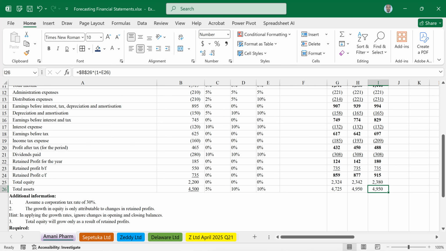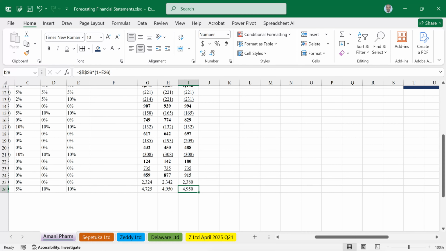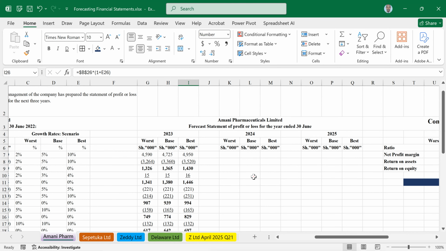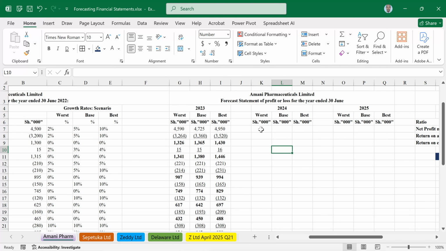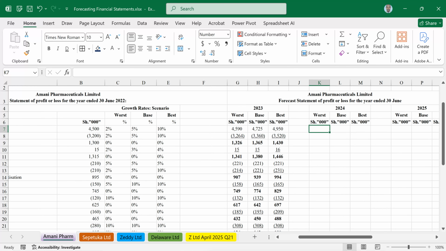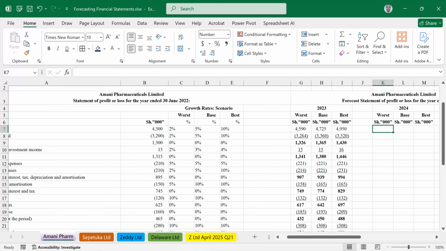Now on to the next one. Now 2024. Now we will base 2024 on the 2023 figures. We are going to base the 2024 on the 2023 figures, plus the rates will be as they are. So the first one for revenue will be equal sign. This is revenue and it will be equal sign.